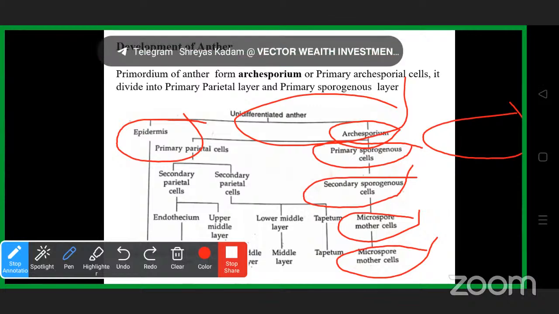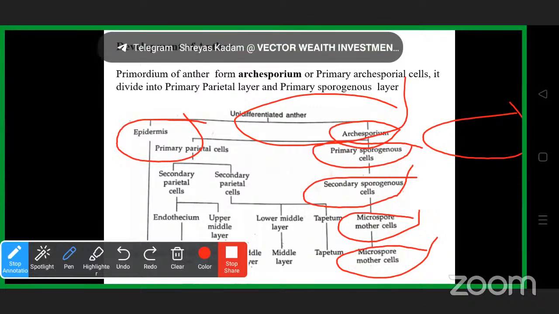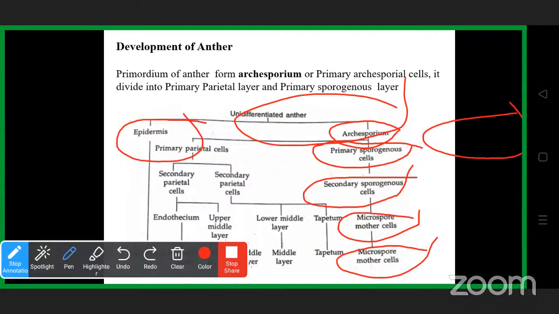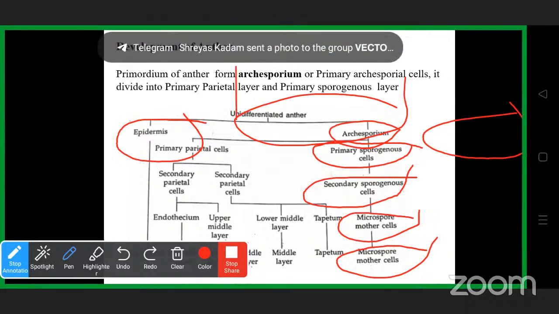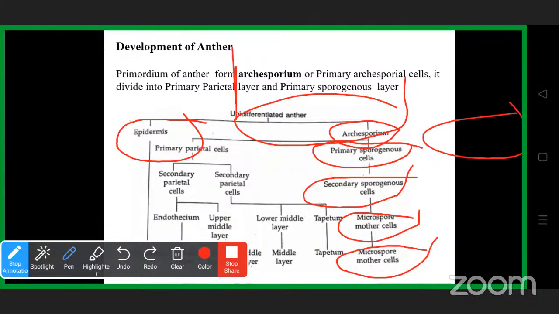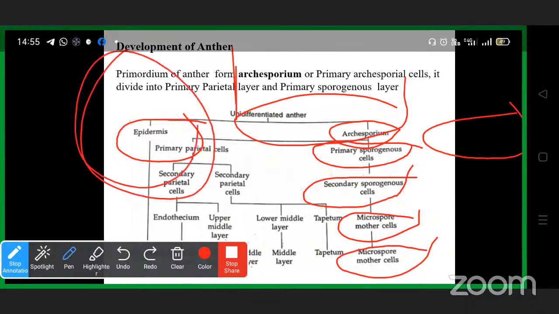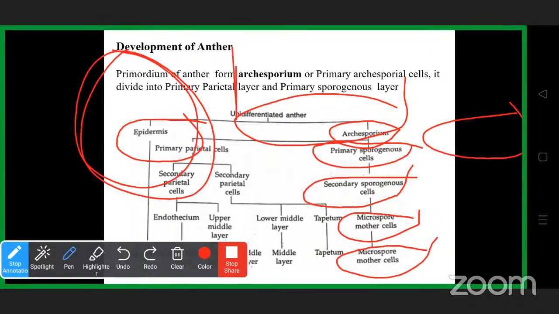These microspores will be formed. In the archesporium, I already told you, two types of cells are formed: the primary archesporial cell and the primary parietal cell. Parietal means peripheral, outside. Primary parietal cell and primary archesporial cell. The primary parietal cell again divides into secondary parietal cells.